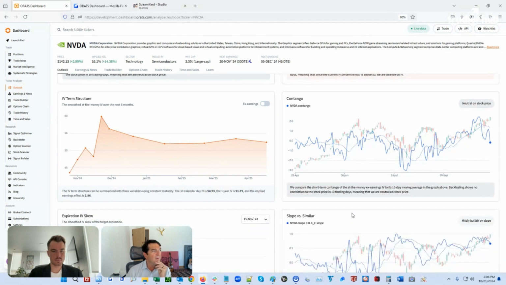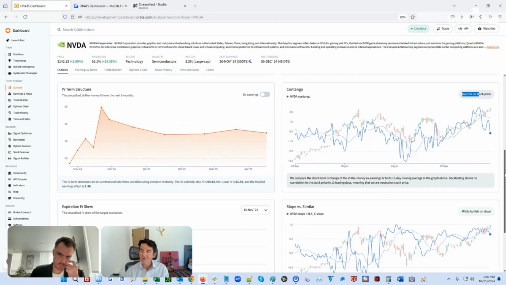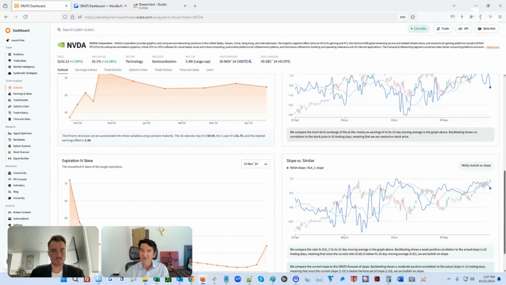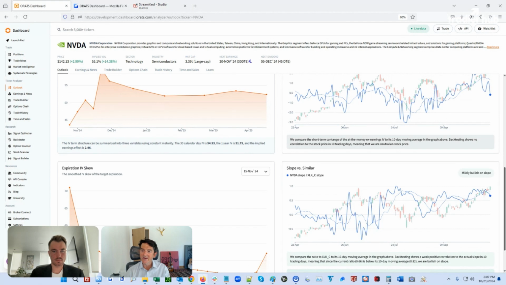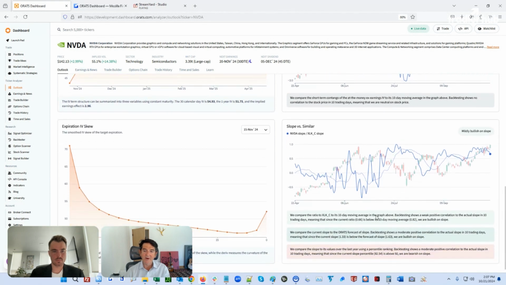Like for Contango over the ETFs and market-wide indexes, I would say that when you have high Contango, that's usually good, and low Contango, when it goes negative into backwardation, that's bad. And you're kind of seeing this a little bit in Nvidia. Interesting, that's kind of given up a bit. So we say neutral on stock price, but it might start to be a little bit interesting that Nvidia's Contango is going down, which is not usually good for prices.